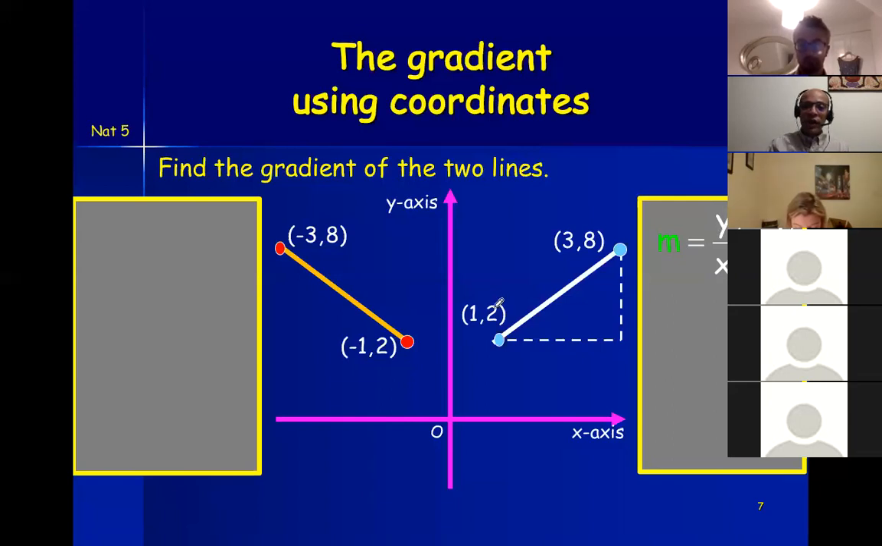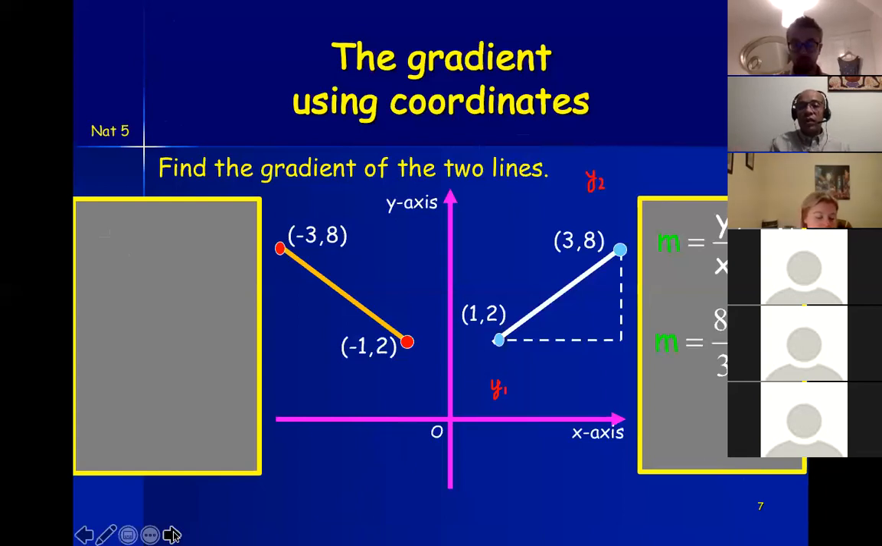Because this is y and y. Why do I pick 8 as my y2? Because I know if I do 8 minus 2, which is my y1 here, I'm going to get a positive number. Eight minus 2, that's 6. 3 minus 1 is 2. 6 divided by 2 is easier than negative 6 divided by negative 2. But again, it's up to you.